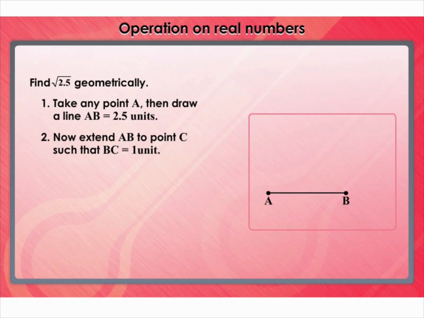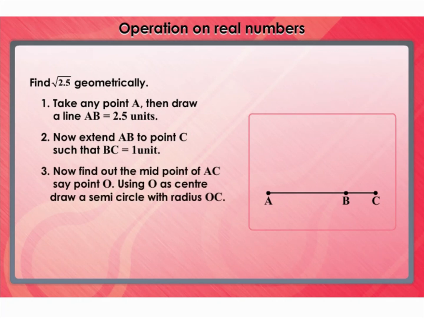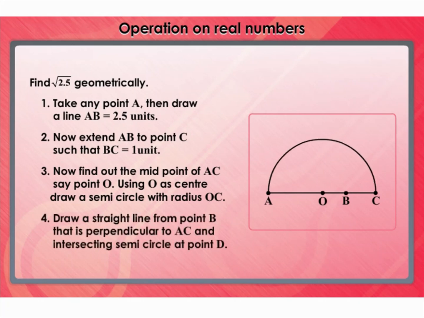Now extend AB to point C such that BC is equal to 1 unit. Now find out the midpoint of AC, say point O. Using O as a center, draw a semicircle with radius OC. Draw a straight line from point B that's perpendicular to AC and intersecting the semicircle at point D. Hence the length of BD is the square root of 2.5 units.